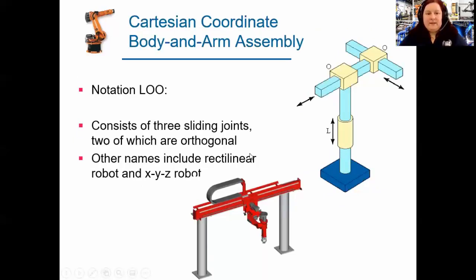The following one is the Cartesian coordinate body and arm assembly. There we use the notation LOO. It consists of 3 sliding joints, 2 of which are orthogonal. Other names include rectilinear robot or XYZ. This is very typical. We call it Cartesian because we understand easily how this moves. We go X, Y, and Z.